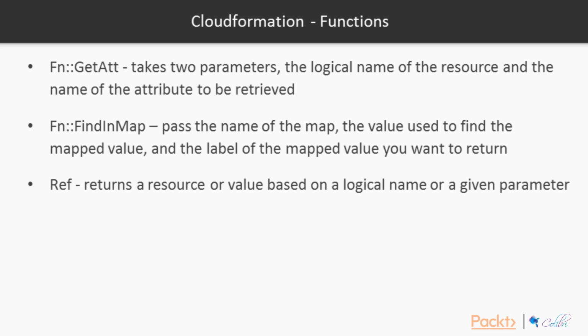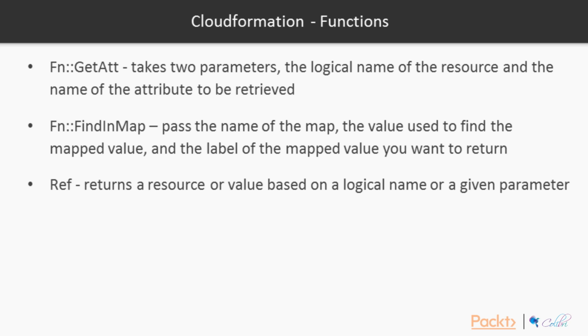Now let's have a look at CloudFormation main functions. These functions are going to be used to pass in values that are not available until runtime. We'll start with the function GetAtt, which takes two parameters, the logical name of the resource and the name of the attribute to be retrieved. Then there is Fn::FindInMap, that is, we will pass the name of the map, the value used to find the mapped value, and the label of the mapped value that you want to return. So this is just the way to find the value of a key in a specified map.